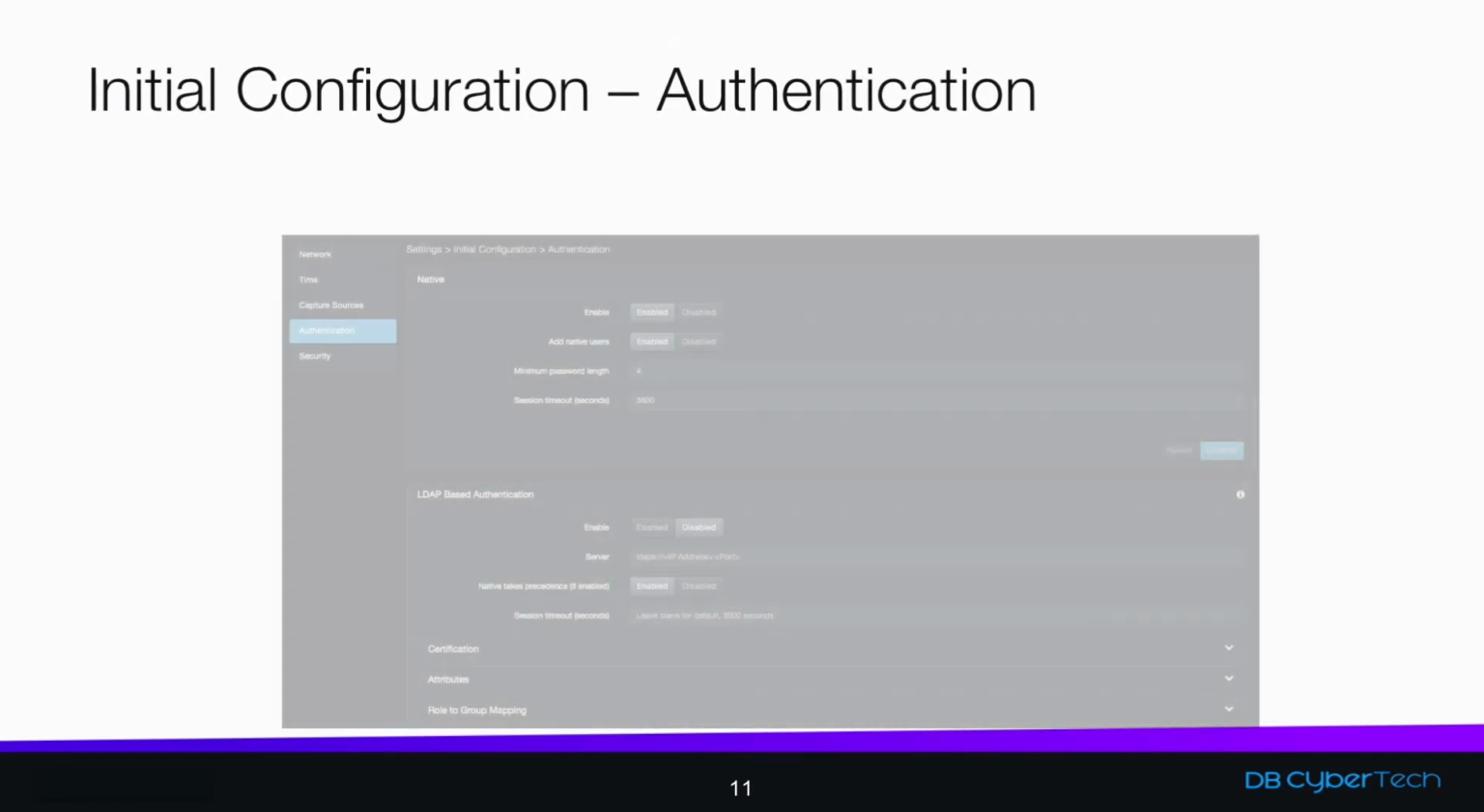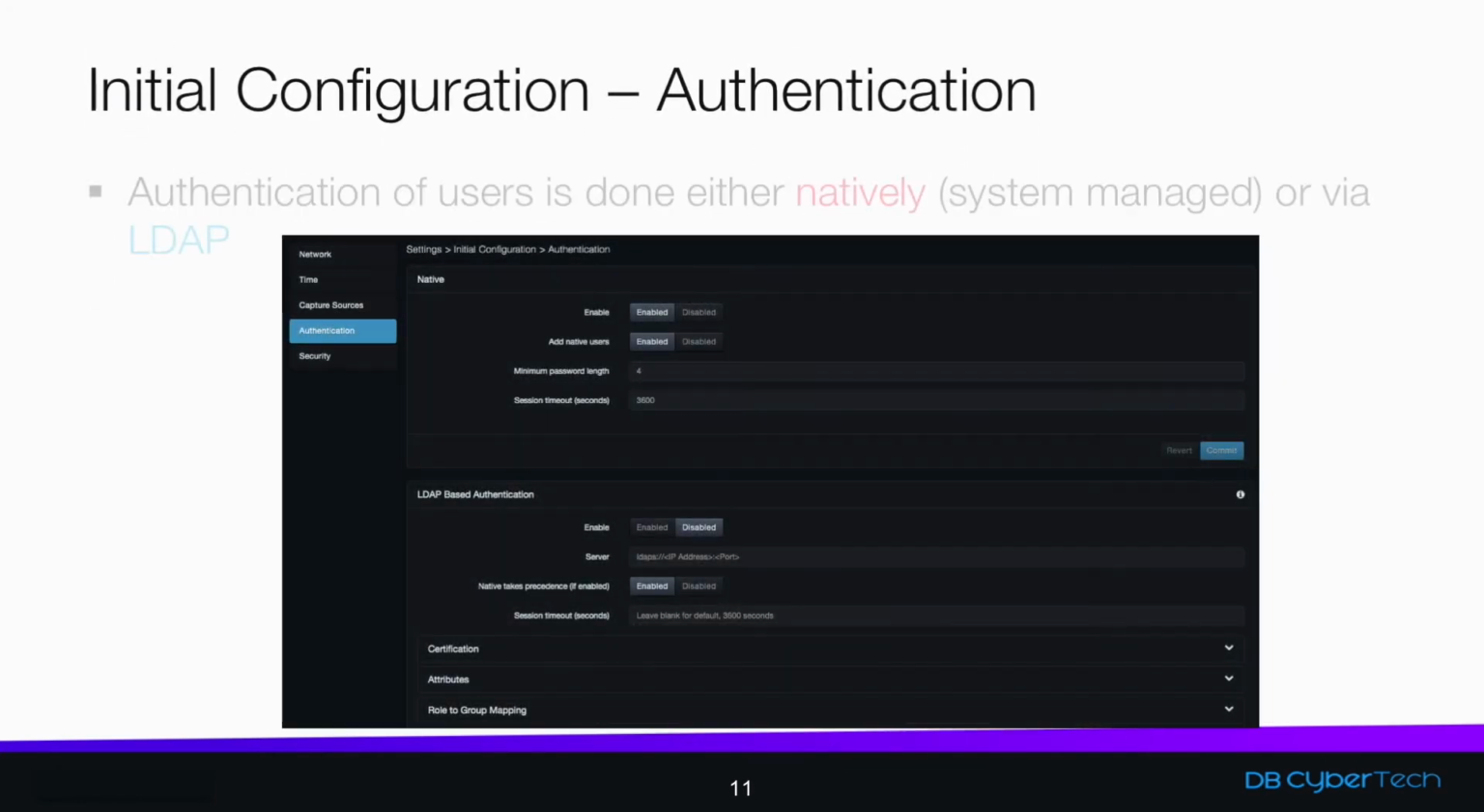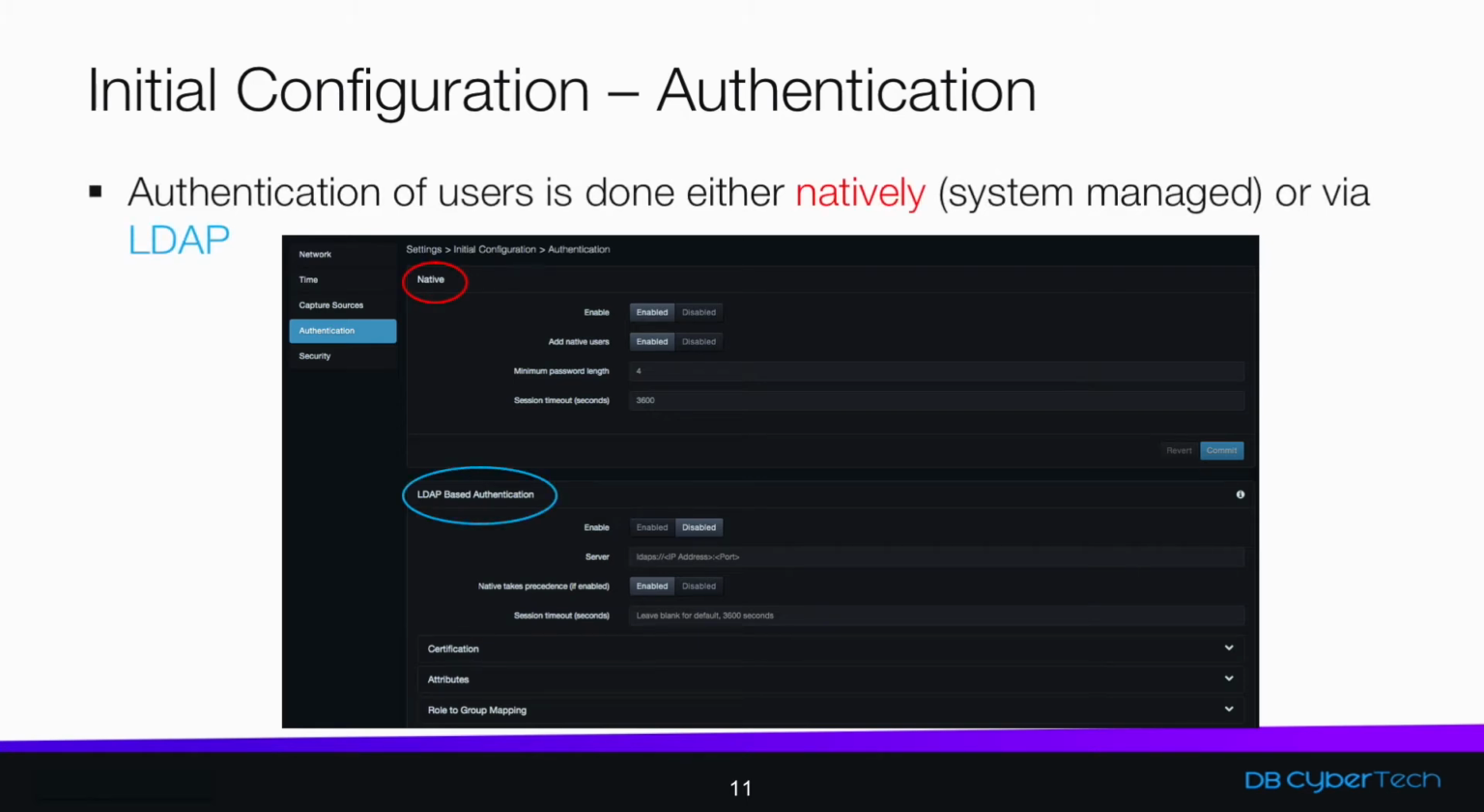The next tab is Authentication. Authentication can be done in one of two ways, through native authentication, in which the system authorizes users to log in, or via LDAP, in which an Active Directory server is used to authenticate logging into the system. For expedience, we will cover only native authentication in this presentation. There is a separate video that provides guidance for LDAP configuration.